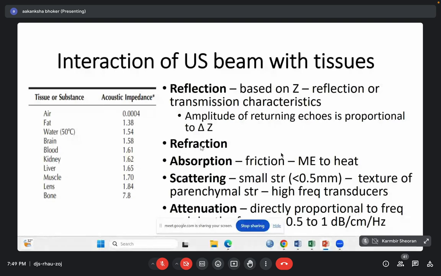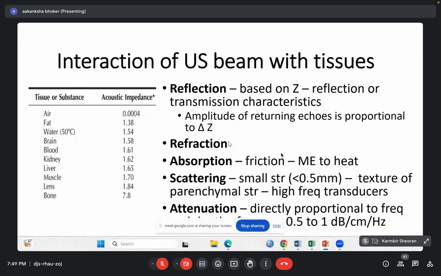The other type of interaction can be refraction. Refraction means when there are two different mediums. जैसे हम बोलते हैं कि अगर ग्लास के थ्रू लाइट जाएगी तो वो थोड़ी टेढ़ी होके आती है. There will be some changes in the angle of the propagation of sound wave when it encounters a medium with different density. That is refraction.